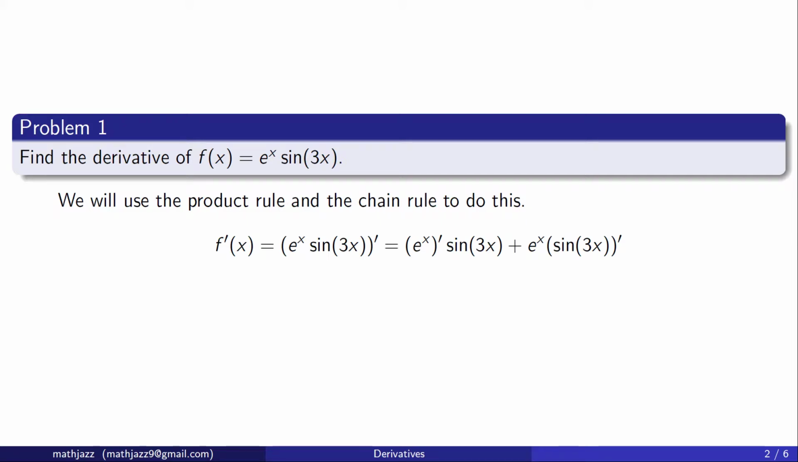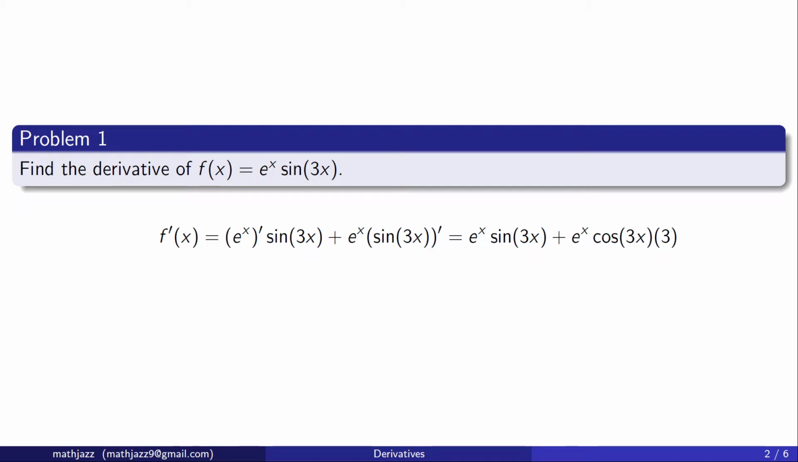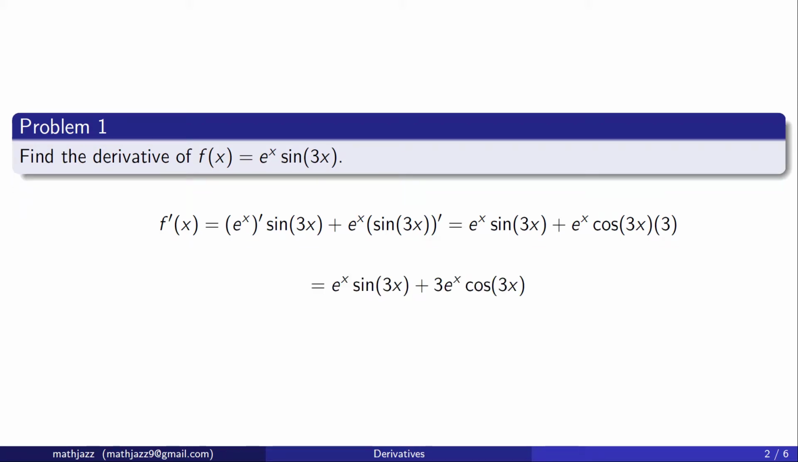multiply by the derivative of the inside function. So we get e to the x times sine of 3x plus e to the x times cosine of 3x times 3. And pulling the 3 to the front of the second term gives us e to the x sine 3x plus 3e to the x cosine of 3x.